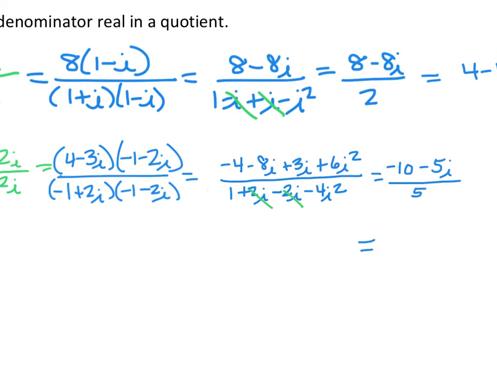And we can simplify. Both of these terms up here in the numerator are evenly divisible by 5. So I've got negative 10 divided by 5 is a negative 2. Negative 5i divided by 5 is a negative i. So this whole thing reduces to negative 2 minus i.